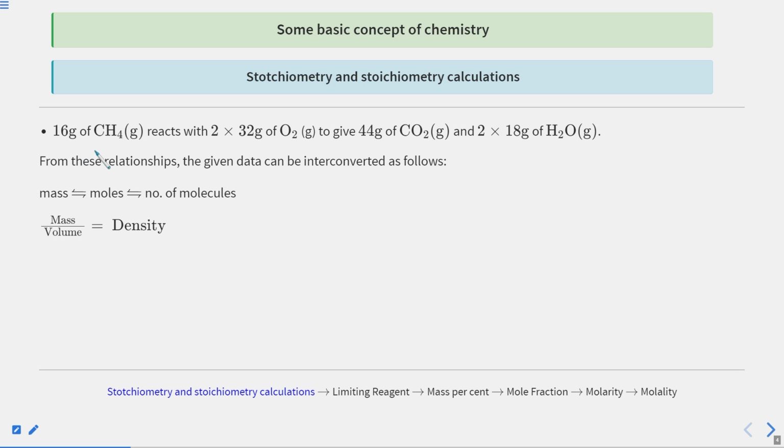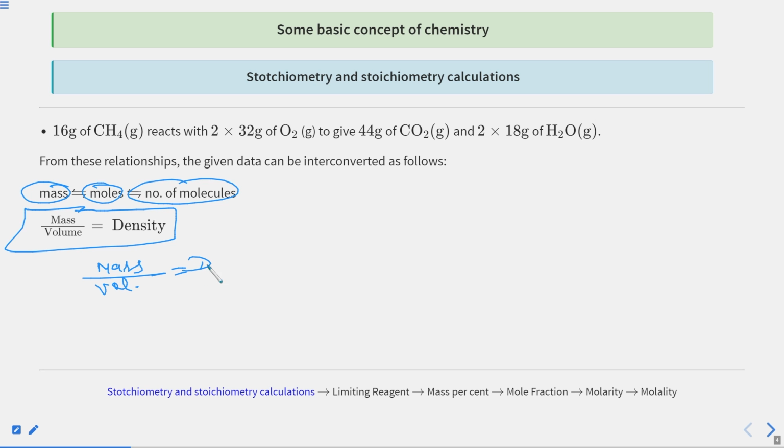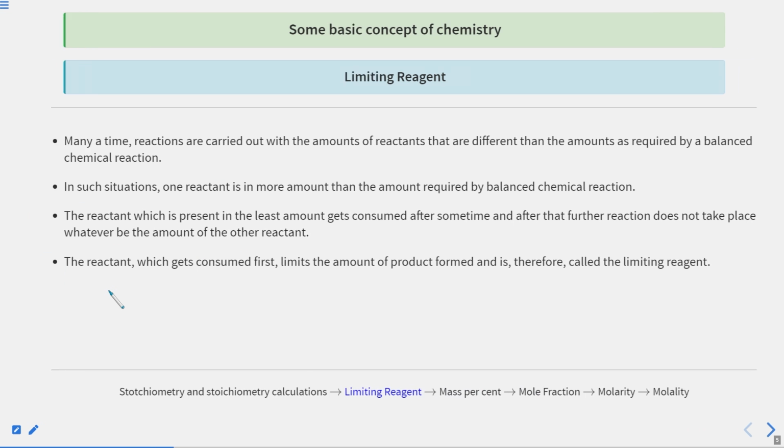Apart from this, in terms of mass, from these relationships the given data can be interconverted as follows. You can convert mass into moles, moles into number of molecules, number of molecules into moles, and moles into mass. And there is a relationship between mass, volume and density: mass by volume is equal to density. Okay, this is about the density terms.